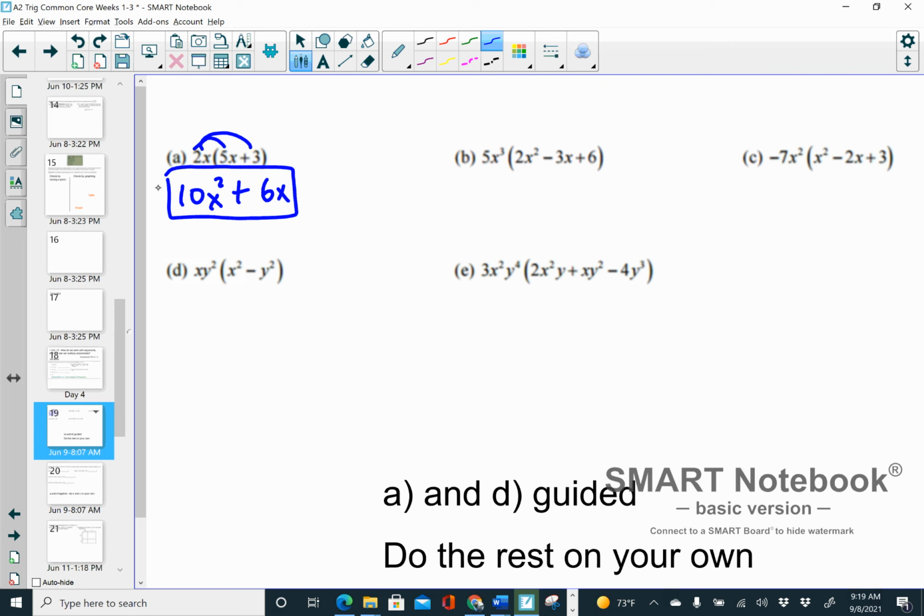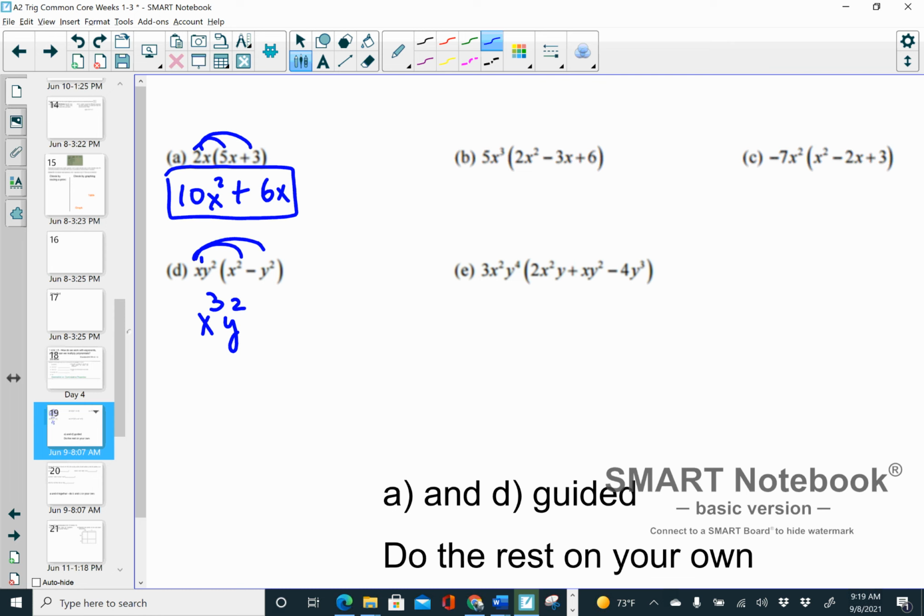I also want to do D with you, just to kind of give you a hint. So xy squared times x squared, x to the first times x to the second. 1 plus 2 is 3, so that's going to be x to the third. The y squared comes along because it doesn't have anything to multiply with.